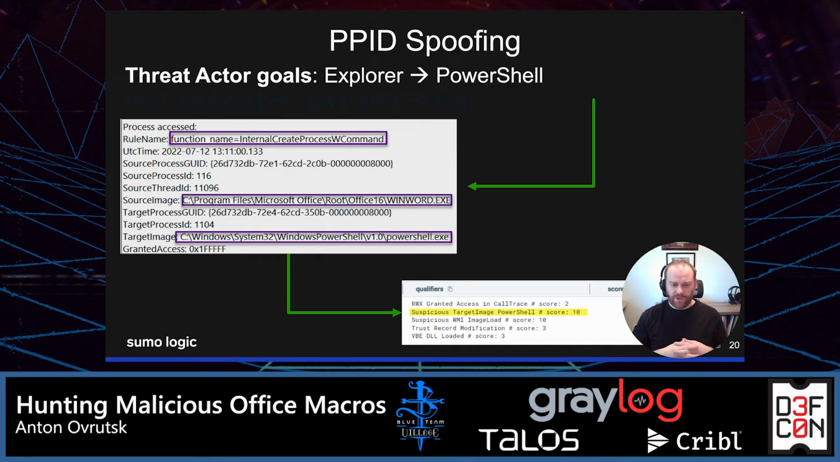Another technique worth calling out specifically is PPID spoofing. Similar to WMI, the goal of this technique is to break the process relationship chain. The goal of this particular PPID spoofing macro is to make it look like PowerShell spawned from Explorer as opposed to WinWord. However, if we look at the process access events and the right function calls, we can see the real parent process of PowerShell, which in this case is WinWord. So if we see this mismatch between event ID 10 and event ID 1, it may be PPID spoofing taking place. And of course, we can add this logic to our qualifier query and score it appropriately.